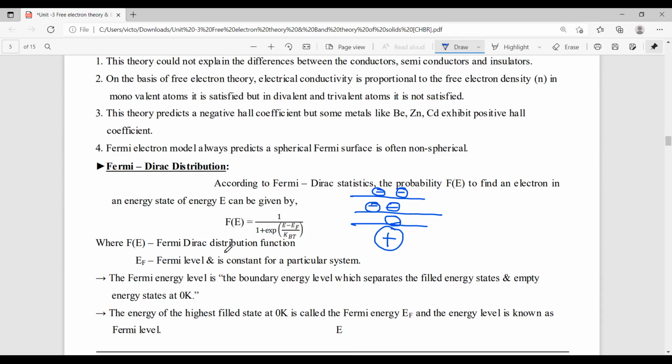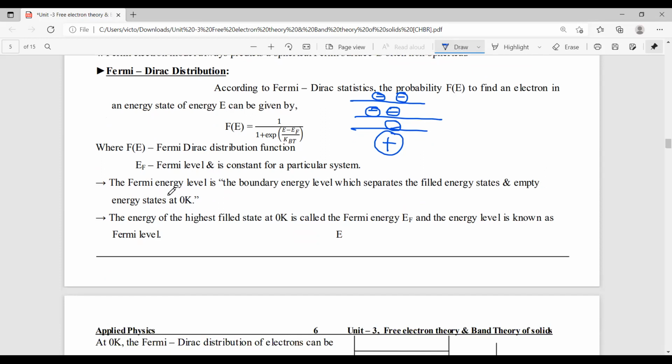So F of E is equal to 1 by 1 plus exponential of (E minus EF) by kT. Here k is called the Boltzmann constant, T is the temperature, EF is the Fermi energy level, and E is the energy state. Okay.